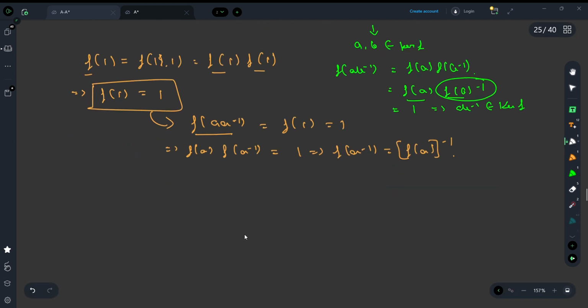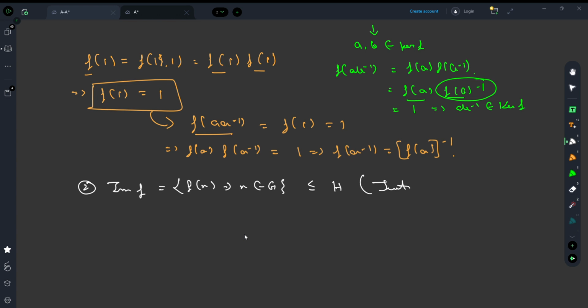One more structure which we get is the image of a homomorphism, which we denote as Im of F. It is the collection of all the elements of the form f of x such that x is in G. Check that this is a subgroup of H, the codomain group, and justify. These are very trivial properties.